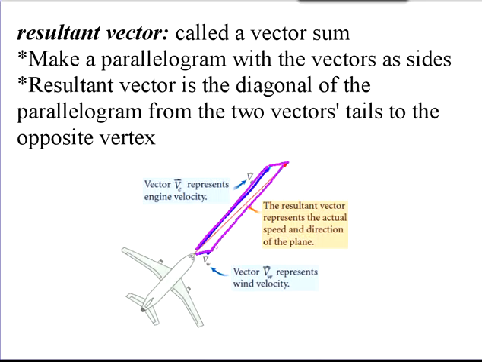We call that the resultant vector. It's often called a vector sum. Basically we made a parallelogram with the vectors as the sides, and the resultant vector is the diagonal of the parallelogram, from the two vectors' tails to the opposite vertex. The reason that's going to come in handy is that on your homework today you're going to have a few questions that deal with vectors.